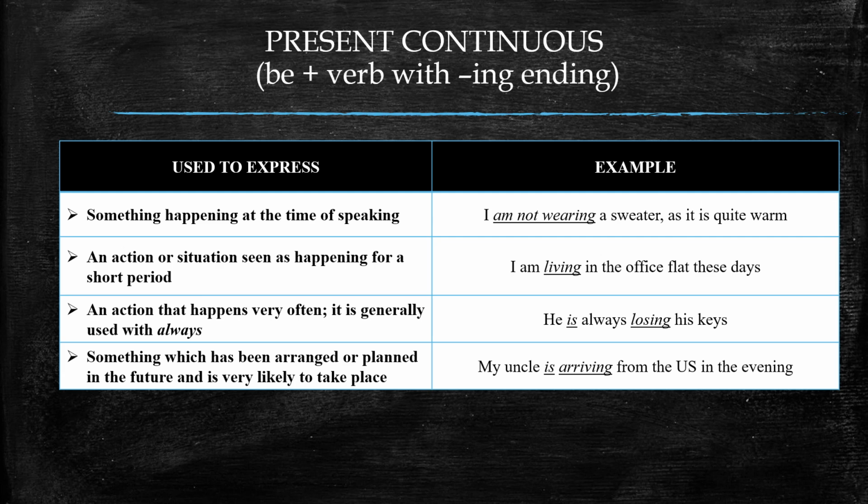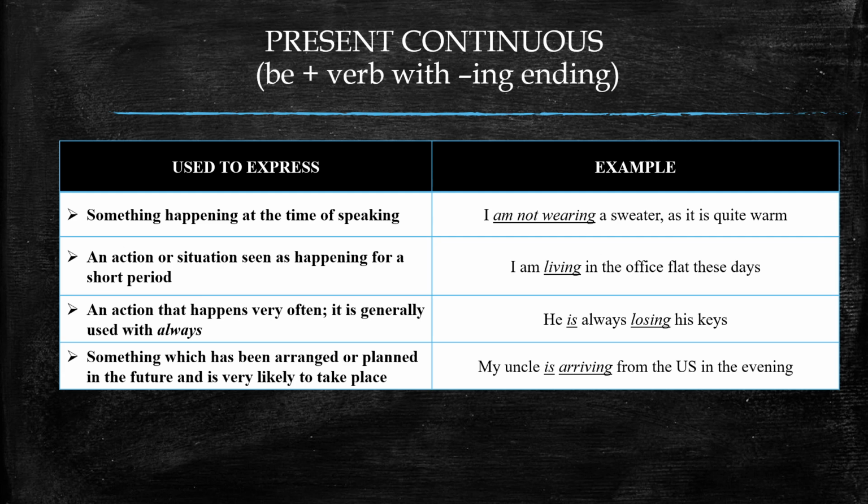Present continuous tense. Now in this tense we use be in addition with a verb ending with ing. Now the verbs in this tense are used to express something happening at the time of speaking. For example, I am not wearing a sweater as it is quite warm. It is also used to express an action or situation seen as happening for a short period. For example, I am living in the office flat these days.